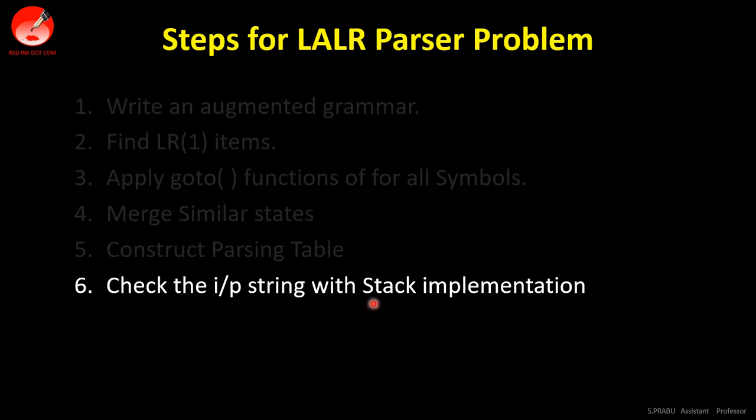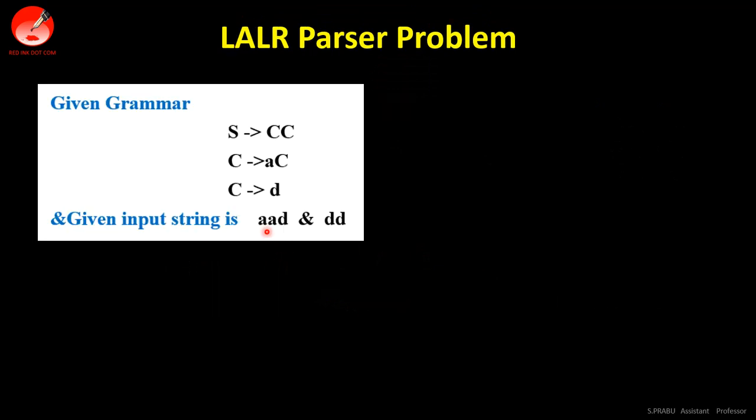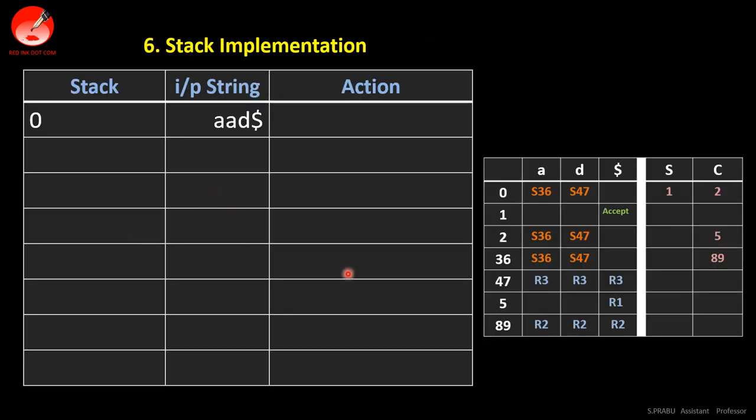Now we can do the stack implementation process for the given input string. First I take the input string AAD. I will do this process with the help of the LALR parsing table. First I compare 0 and A here. The value is shift 36. Shift 36 is nothing but shifting the A value here along with 36. 36 is a single element, so I represented it in yellow color.